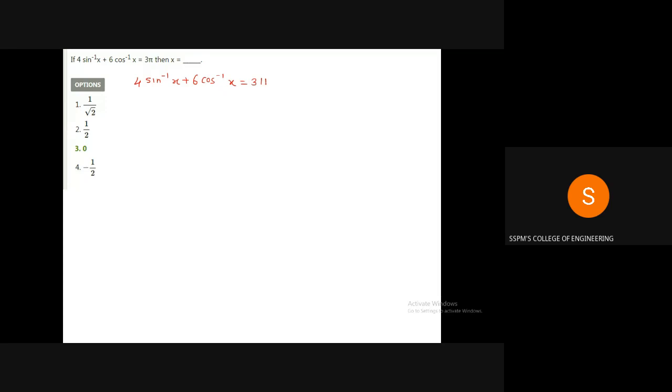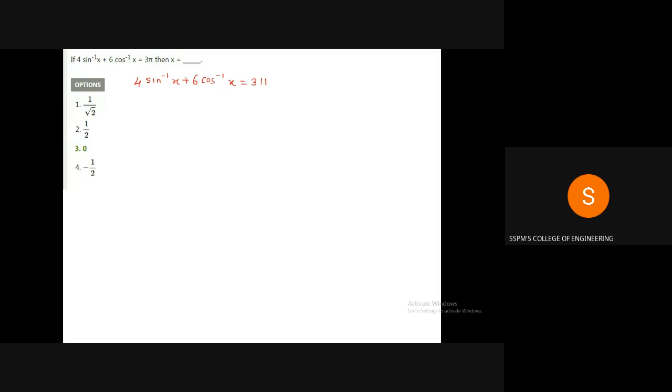So cos inverse x is equal to what? Cos inverse x is equal to pi by 2 minus sine inverse x. So if you put this here, we get 4 sine inverse x plus 6 into, what is cos inverse x? Pi by 2 minus sine inverse x, is equal to 3 pi. So we just replaced cos inverse x using this formula.